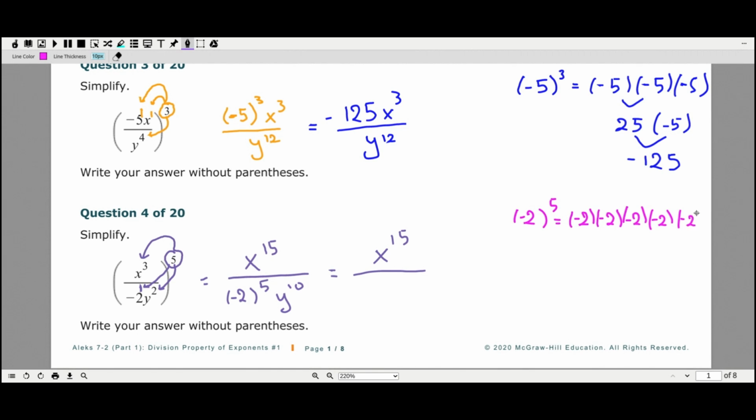3, 4, and 5. All right. So negative 2 times negative 2 is positive 4. Another positive 4. And we bring down the negative 2. 4 times 4 is 16. Times negative 2 is negative 32. So this is negative 32, y to the 10 power.